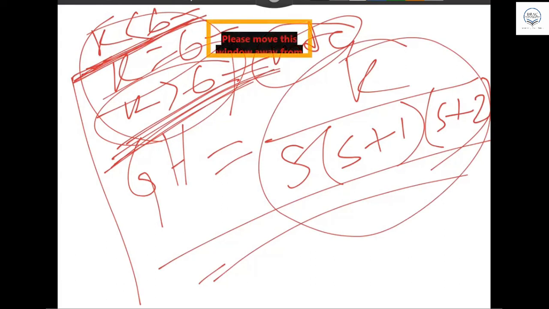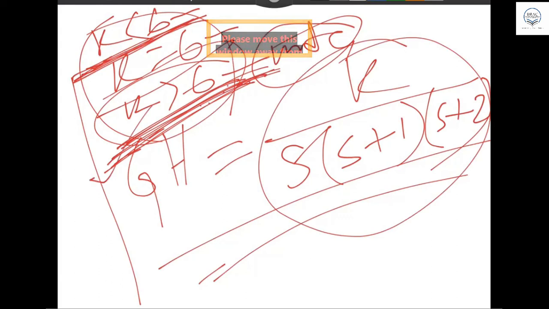Okay. Now, if K is more than 6, the system will be unstable. If we say more than 6, what value? Maybe we can say 7, or we can say 100. Then the system will be unstable. Then the gain margin and phase margin will both be negative. Got my point now, Patwari?